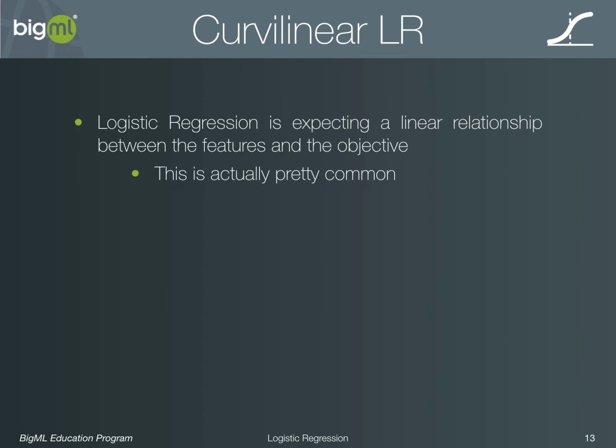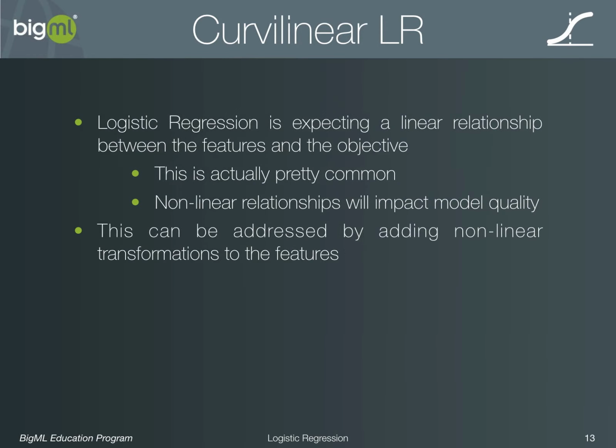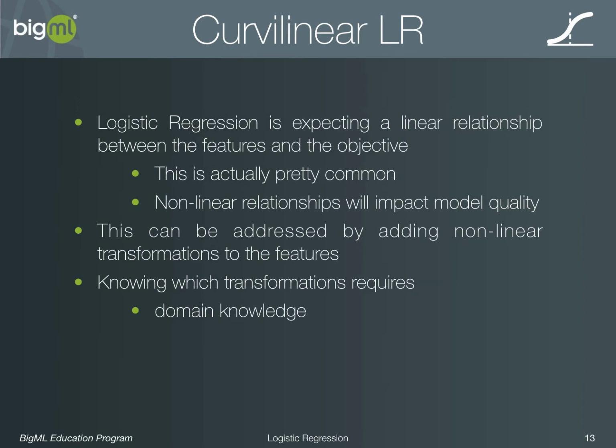Now, this is actually pretty common. It means that logistic regression generally works well. However, if your data has a nonlinear relationship, this can greatly impact the quality of the logistic regression model. Fortunately, this problem can be addressed by adding nonlinearity to the features before modeling. For example, if you have a quadratic response in your data, you could square the corresponding feature. Unfortunately, knowing which transformation to try requires either enough domain knowledge to know what might work, or experimentation, or both.